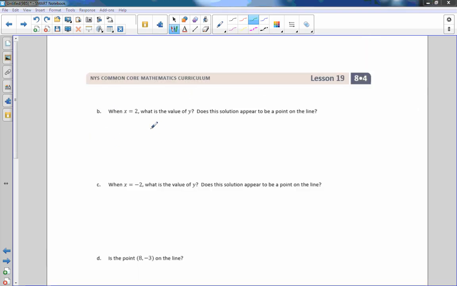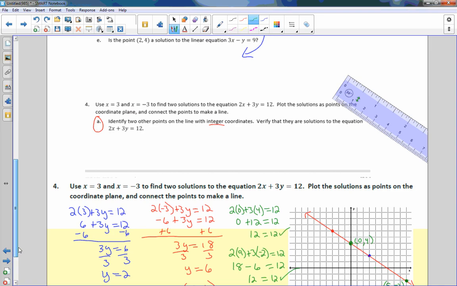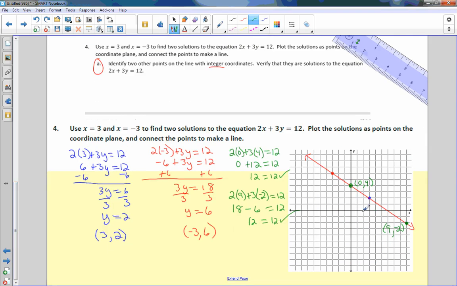Okay, now we're answering some questions about that. It says when x equals 2, what is the value of y? Anyhow, sorry about that. When x equals 2, what's the value of y? So I'm going to go back up here. Okay, we're here. When x equals 2 is right here. The value of y is right here. And it looks like it's 2.5. But I'm not going to estimate that. It might be a little more.